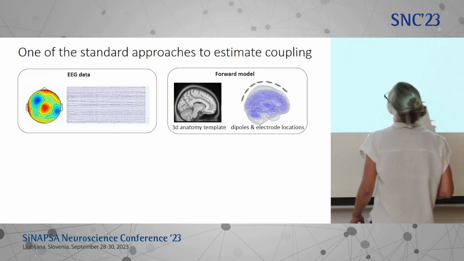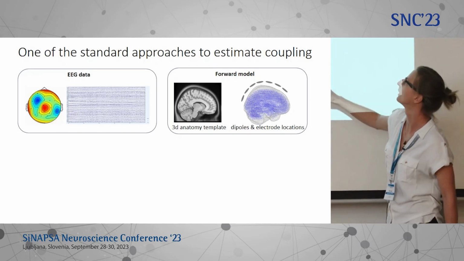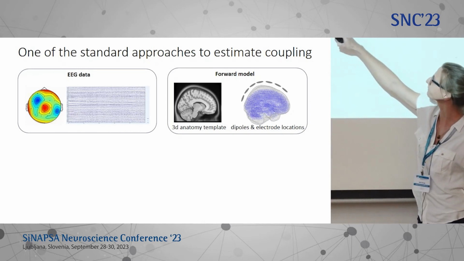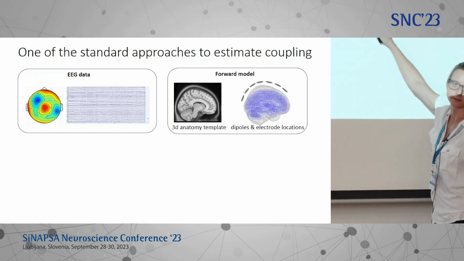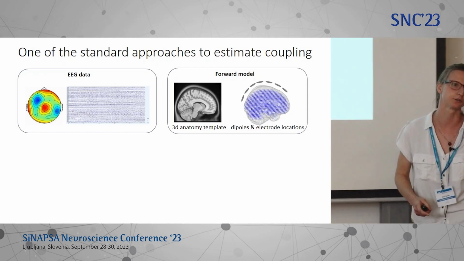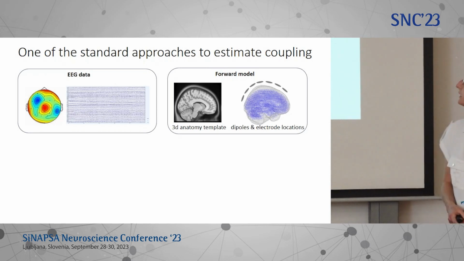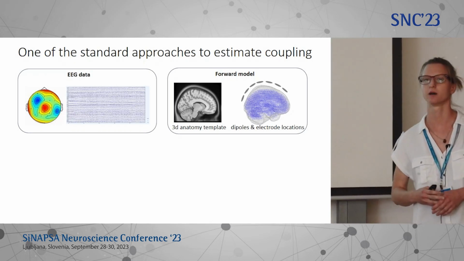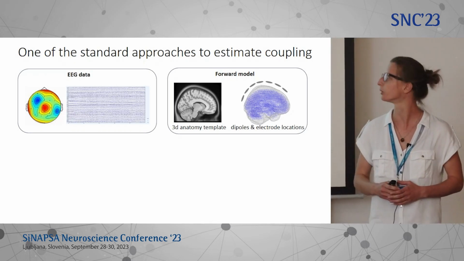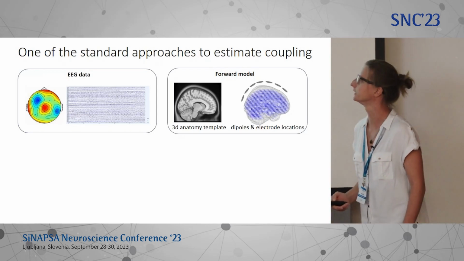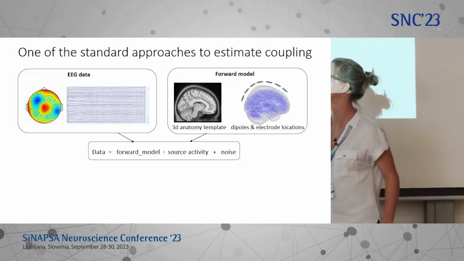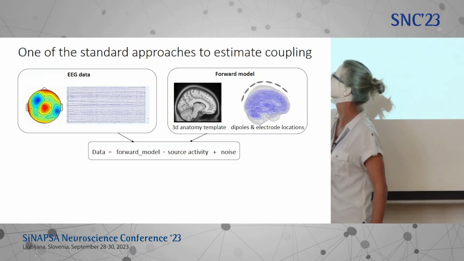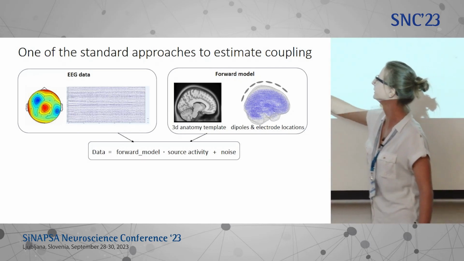And then we also need this forward model. So we need the anatomy, and we need to define the dipole locations as well as the electrode locations. And then through physical modeling, we do some simulations of how the electromagnetic waves propagate to actually get this projection from the sources to the brain. And this is like a general equation for how to do this.